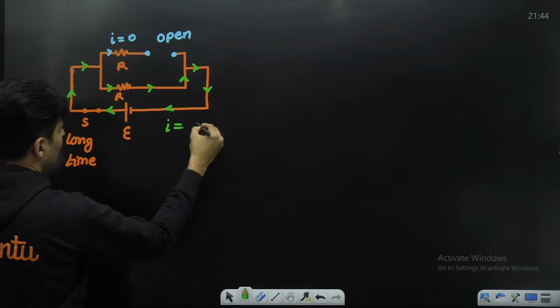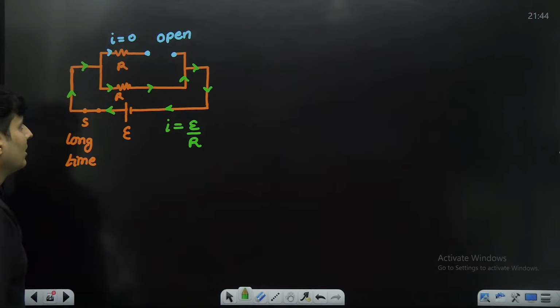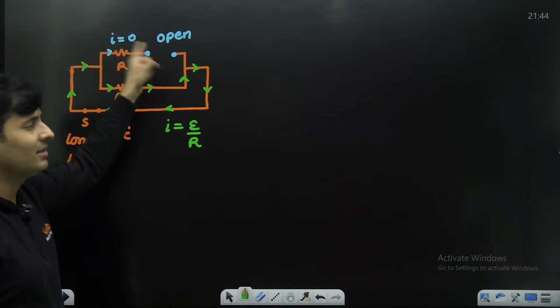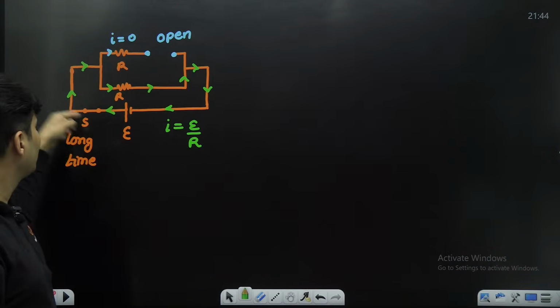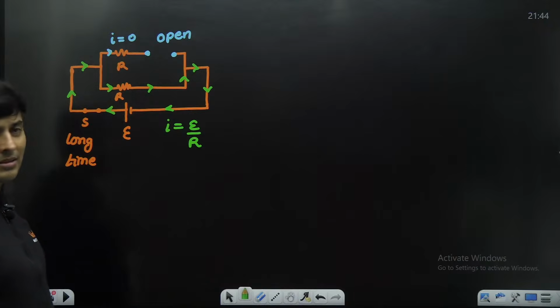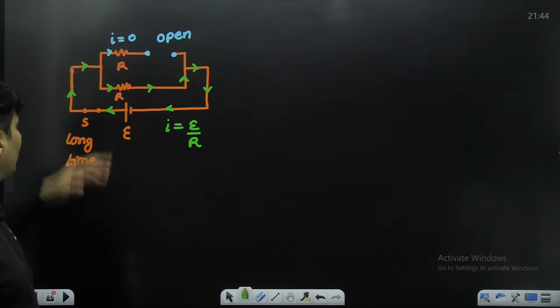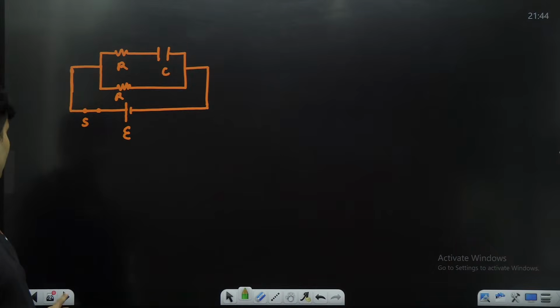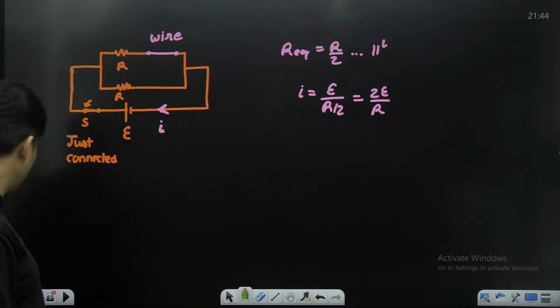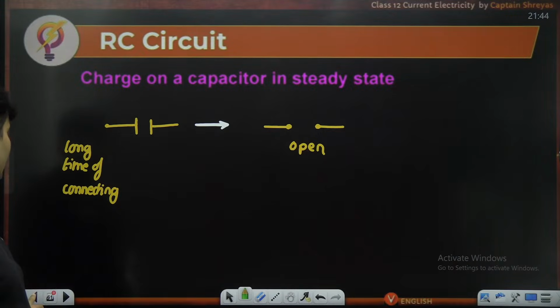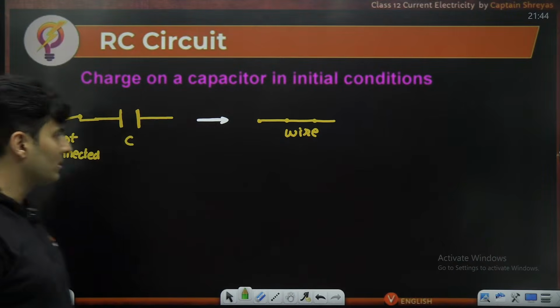And this current, of course, will be just E by R. So it will completely ignore this branch. It is open. It cannot go through that. So it will bypass it and it will come like this. This is how it behaves after a long time versus initially. Okay, that is this concept of connecting a capacitor in steady state versus initial conditions.